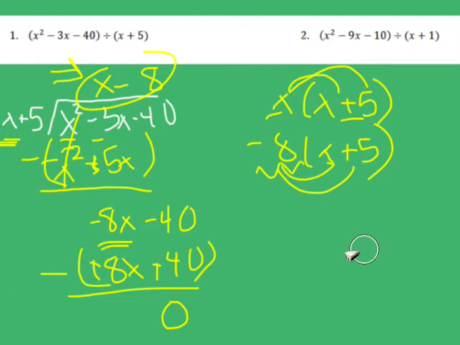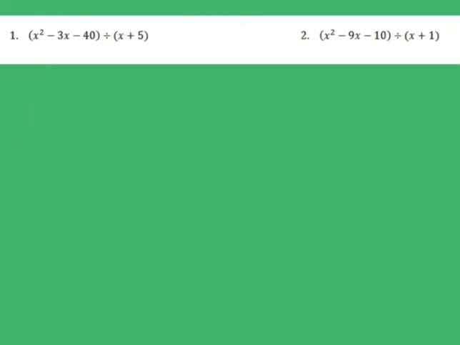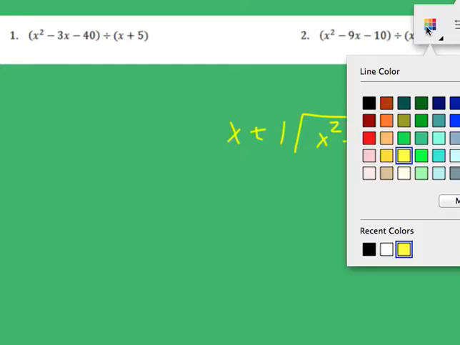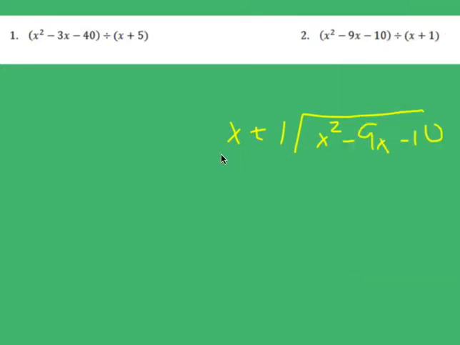Now let's take a look at number 2. So I'm going to erase all of this so we can get lots of space for number 2. So I'm going to set this up. So we're dividing x squared minus 9x minus 10, and on the outside is x plus 1. So again, we need to figure out what we need to multiply x by to get x squared. So to get x squared, we need to multiply by x. So I'm taking x and I'm multiplying it times x plus 1 and distributing that in.